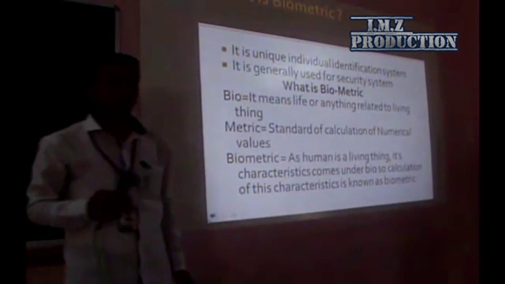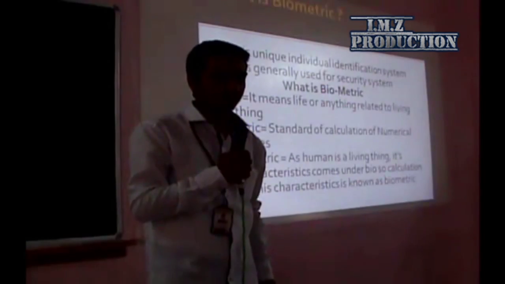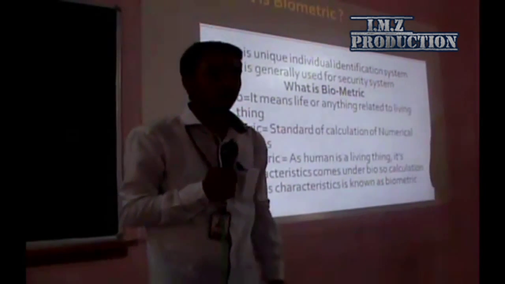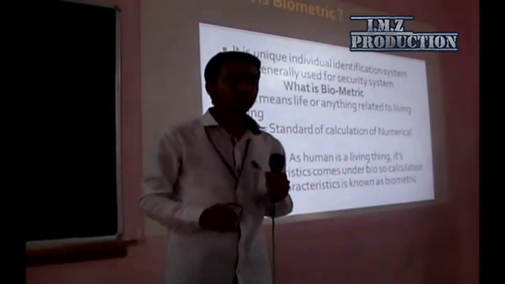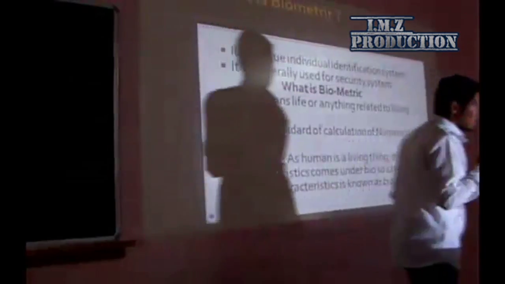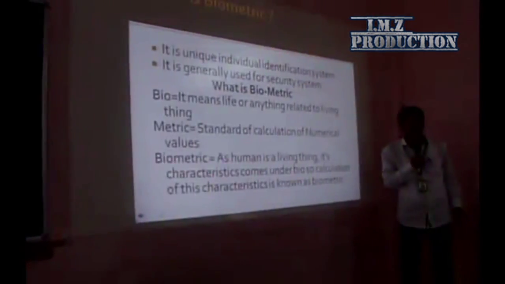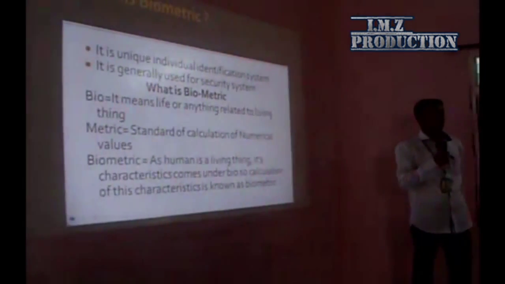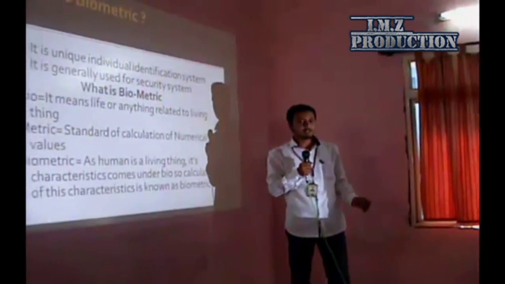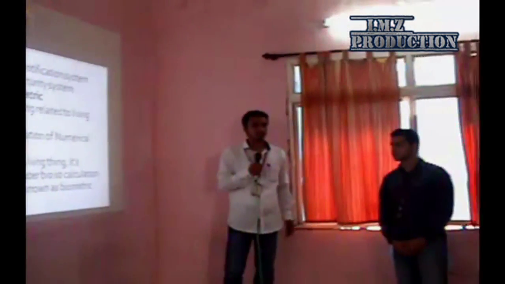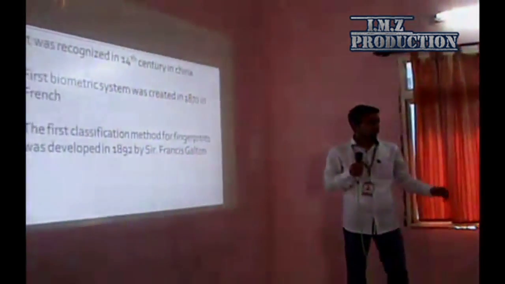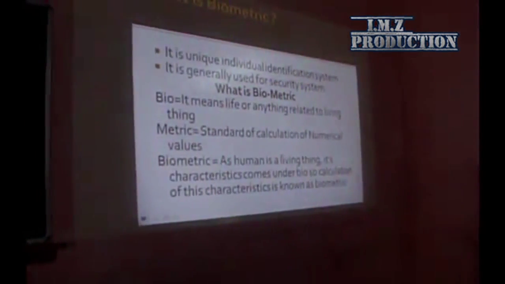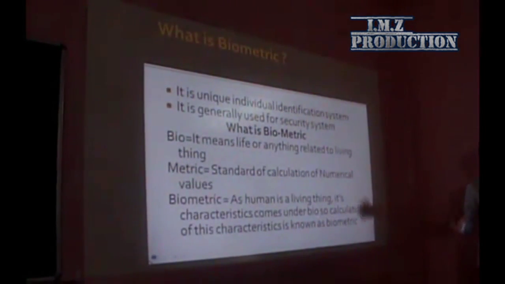What is biometrics? Biometrics is a unique individual identification system. It generally deals with security. Bio and metric are two different words. Bio generally means life or anything related to living organisms. And metric defines the standard of calculation, and it is related to numerical values, generally zeros and ones, binary. Combined together they form biometrics. As a human is a living thing, its characteristics come under bio, and the calculation of those characteristics is known as biometrics.